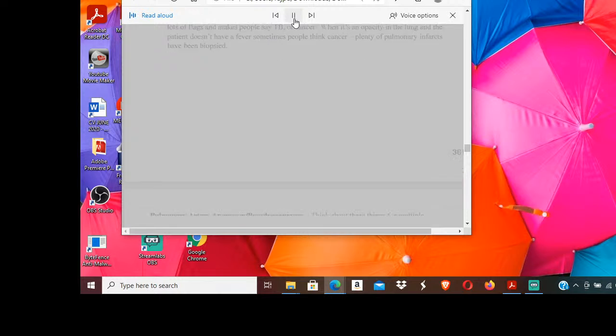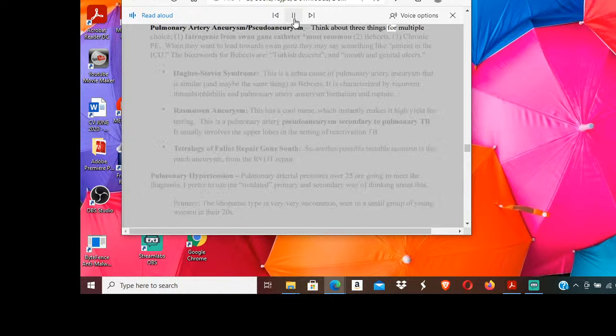361. Pulmonary artery aneurysm/pseudoaneurysm: think about 3 things for multiple choice. 1. Iatrogenic from Swan-Ganz catheter, most common. 2. Behçet's. 3. Chronic PA. When they want to lead towards Swan-Ganz, they may say something like patient in the ICU. The buzzwords for Behçet's are Turkish descent and mouth and genital ulcers.